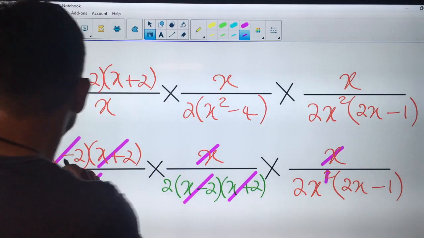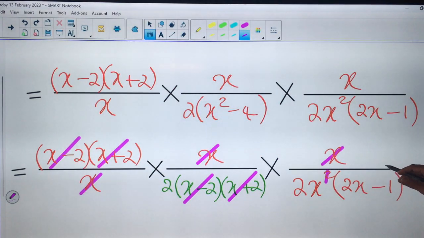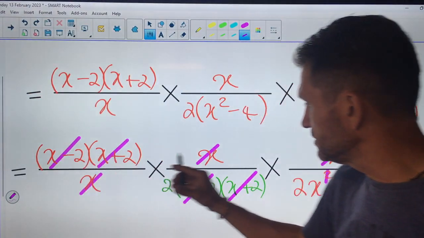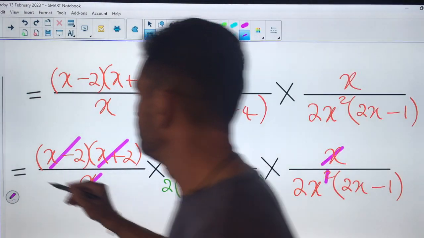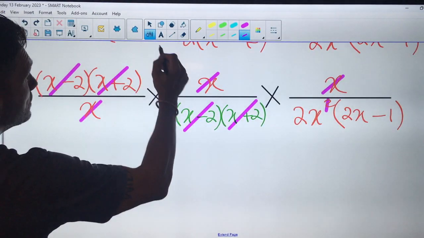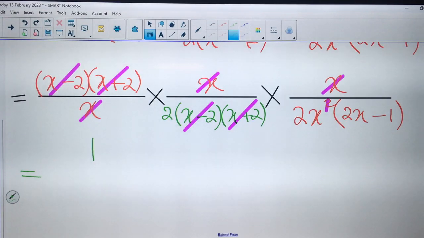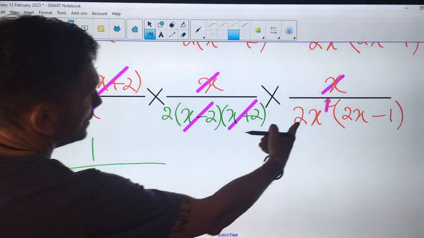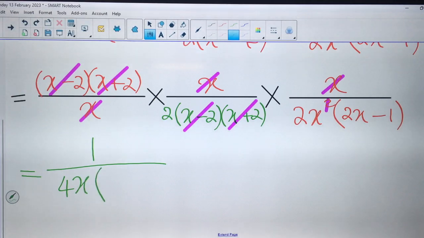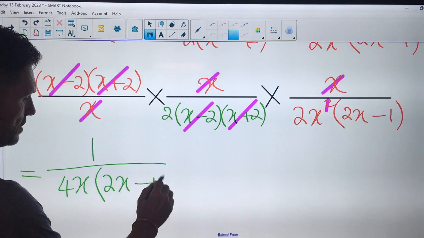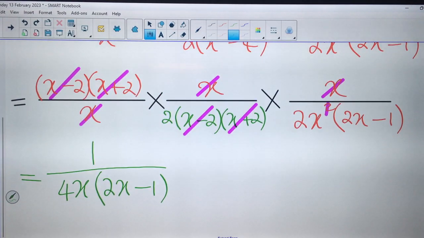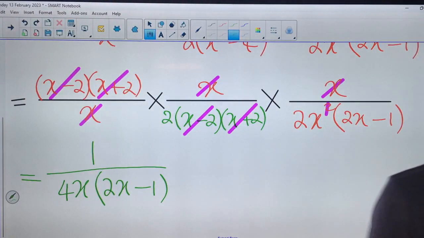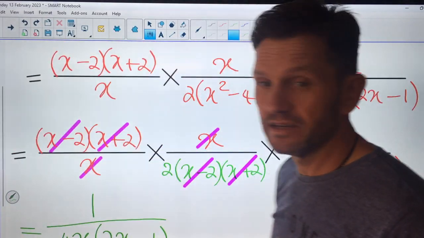So on top, it seems that we have nothing left. There's nothing left on top, but it's not nothing left. We really have 1 times 1 times 1 times 1. So that means 1 on top. And at the bottom, we have a 2 and a 2x, so that will give us 4x, as well as that bracket there, 2x minus 1. I'm not saying this is easy, it's far from easy. But you can see if you can factorize, you're going to get the majority of the marks. Because the factorizing was all of this. But then you must make sure that you can actually do factorizing properly.